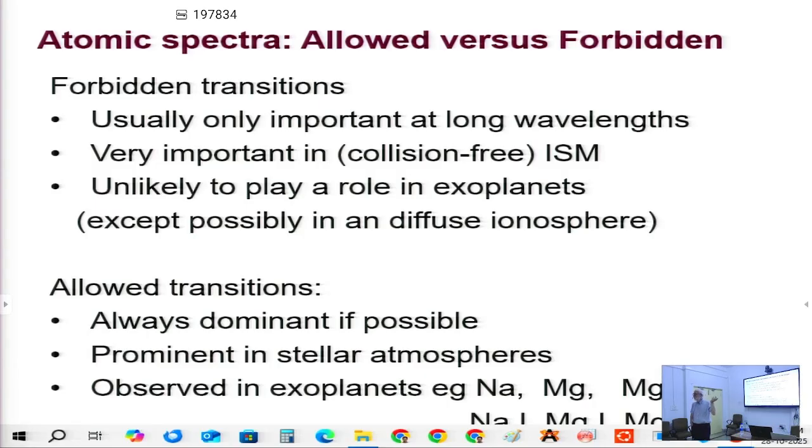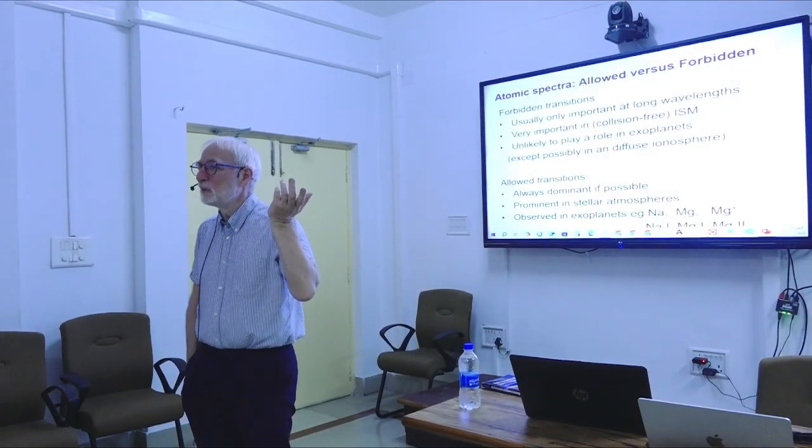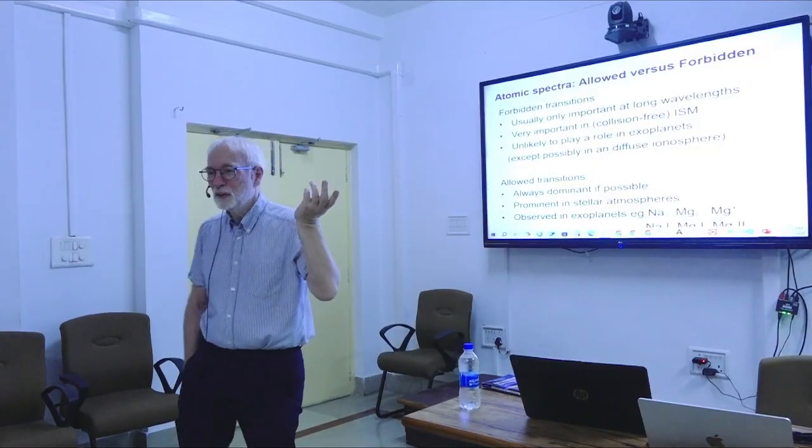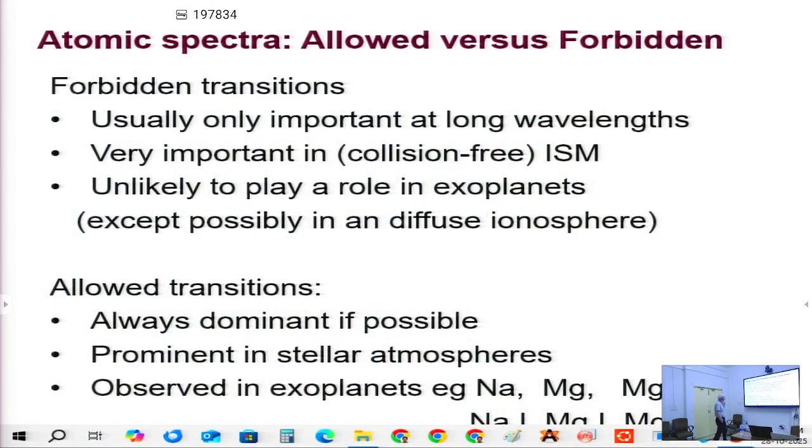They are very important where the collision period is long, in the interstellar medium. You basically have an excited state of oxygen or carbon, and they only collide with something once every 2 months. So you have a long time to give out your photon on a forbidden transition. They're unlikely to play a role in exoplanets, so that's a comment almost to me rather than any of you, because I work largely on exoplanet spectroscopy. Allowed transitions are always dominant, if possible.